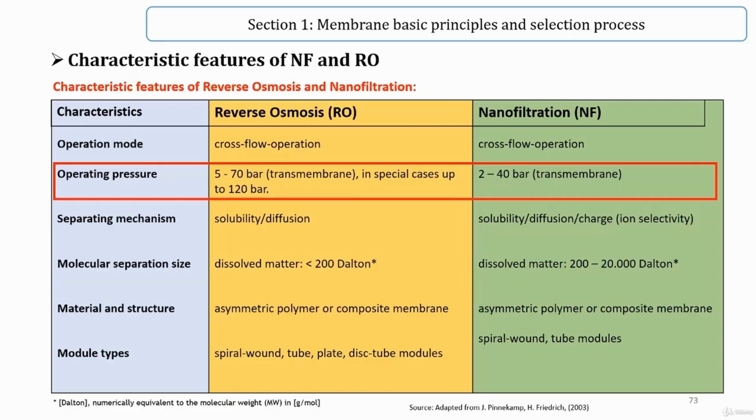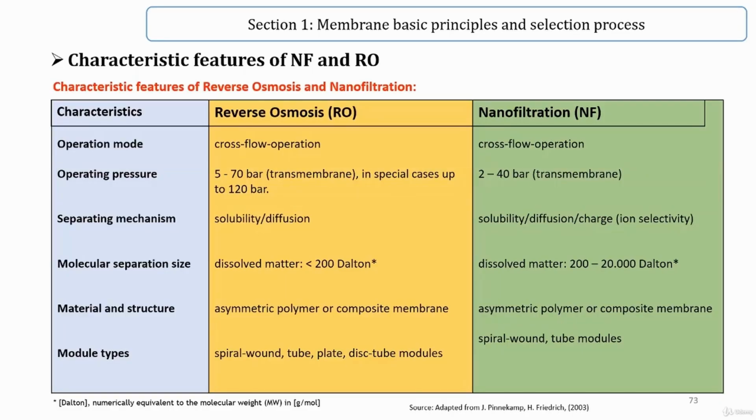Another difference is in operation pressure, in which nanofiltration can operate up to 40 bar, but reverse osmosis can operate at more than 70 bar and sometimes in special cases up to 120 bar.